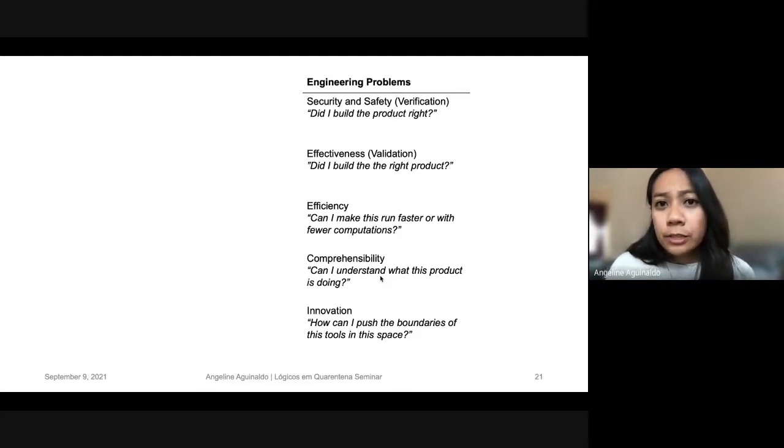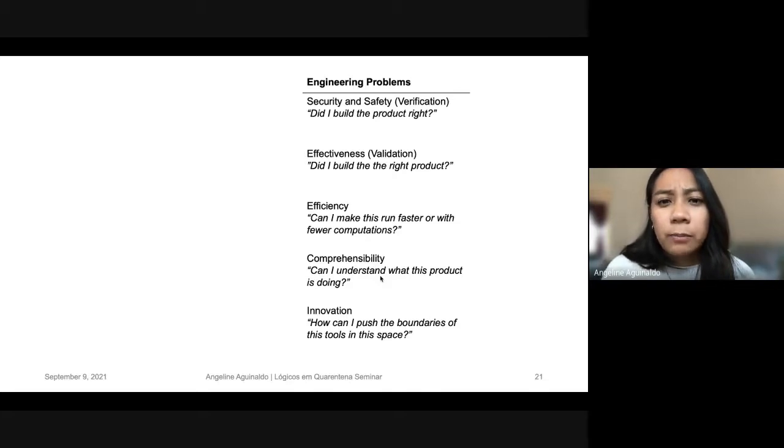The first of which is security and safety, which I'm terming verification. What falls under this is the question: did I build the product right? Can I make some guarantees about whether this code will compile, or whether there are no bugs in this code for a given input? Can I make claims about that and verify that I built it correctly?